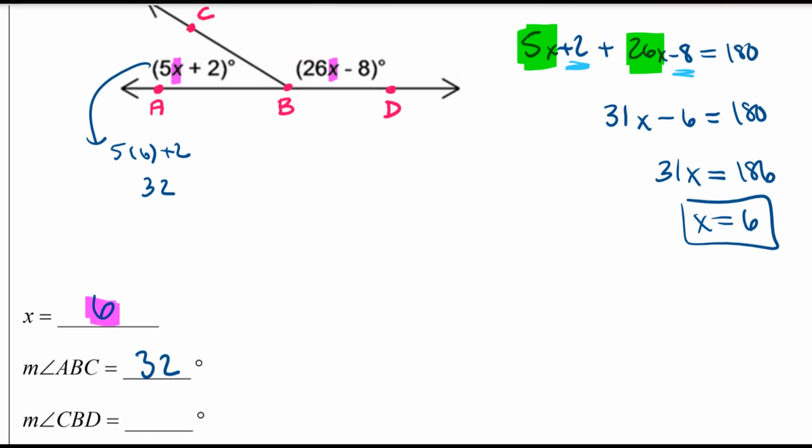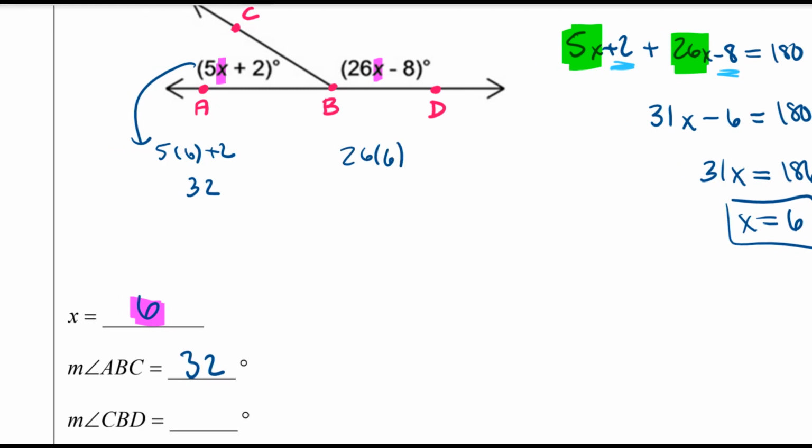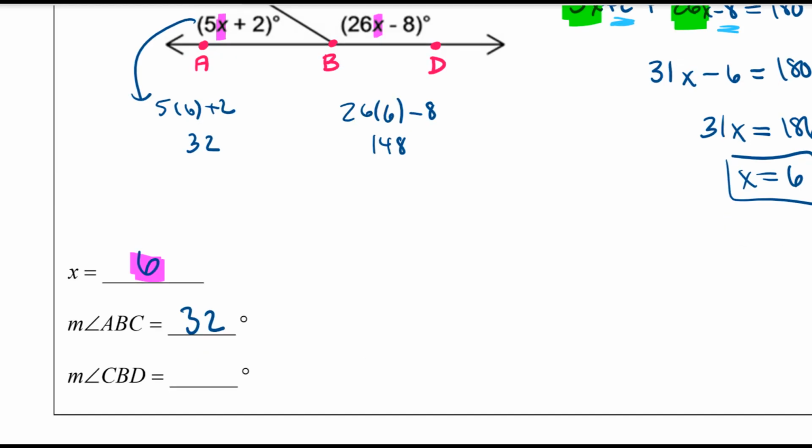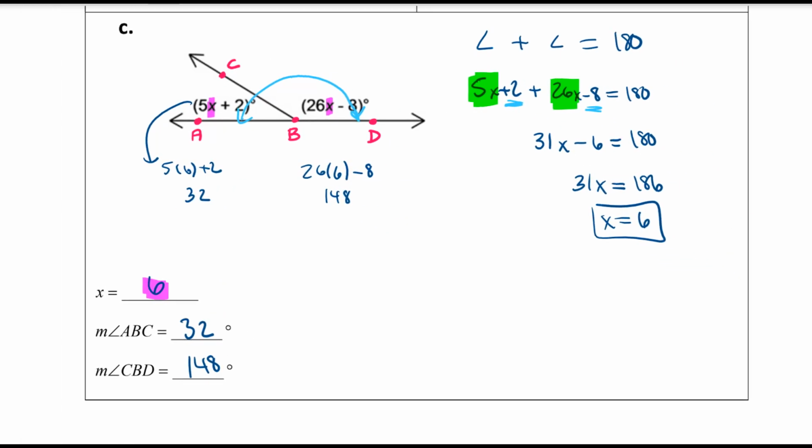Now when I go over to this angle CBD, that angle is going to have, let's see, 26 times 6 minus 8. So I got to do a little bit more arithmetic right here. And when we do that, 26 times 6 minus 8, that'll give us a value of 148. So when you find those two numbers, you want to double check, because I know that these two are going to be a linear pair. So in that case, I know that their sum should be 180. So again, that's my check to make sure I got the correct value of 6. And that's all we got to do for this one.